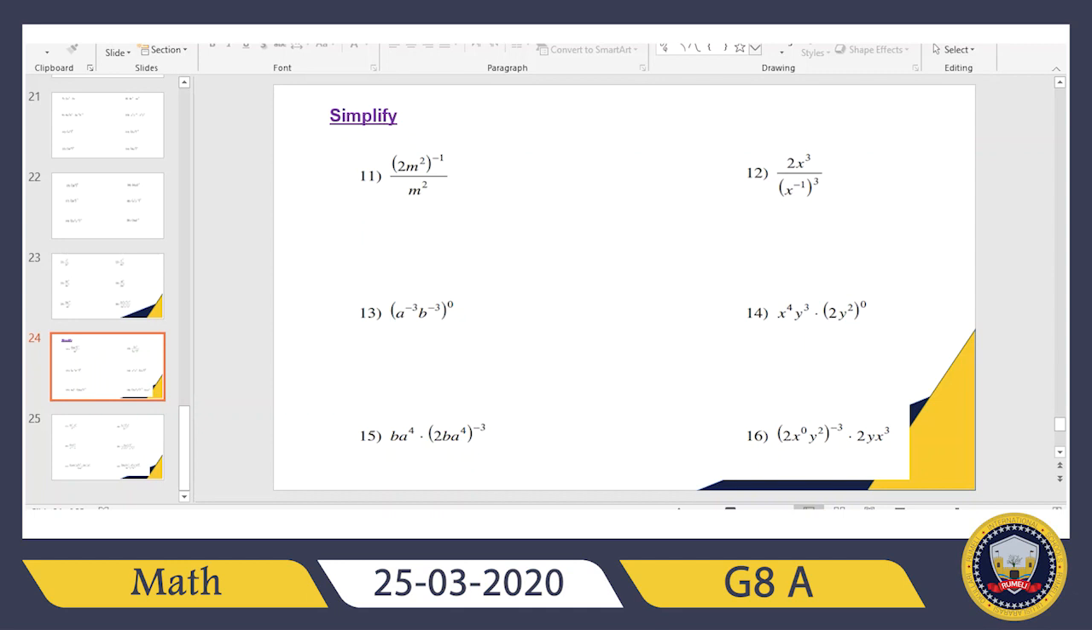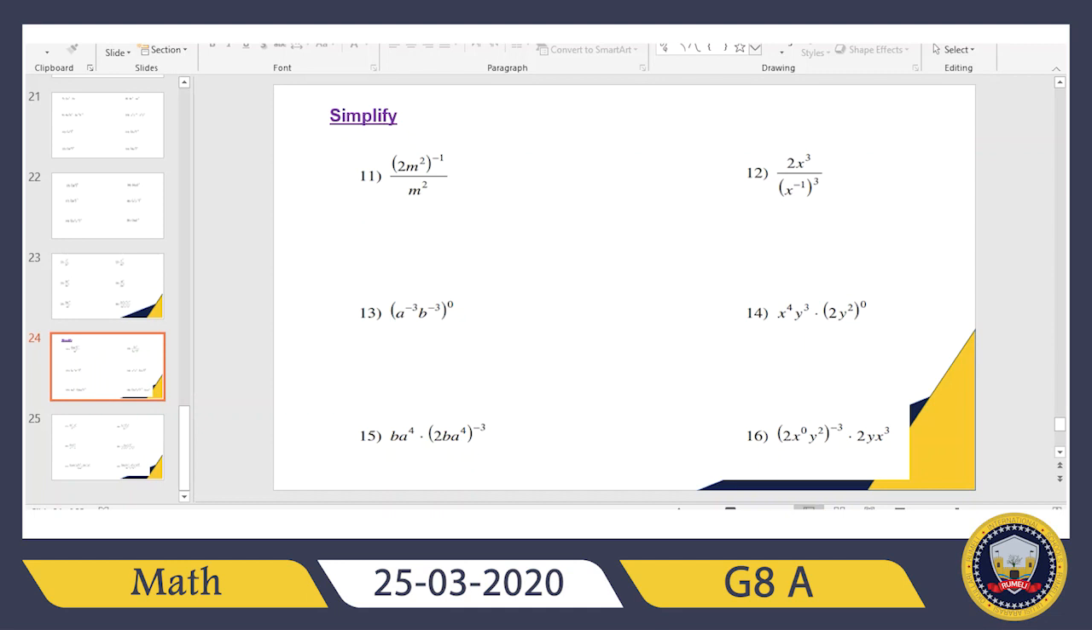The question says simplify 2m power 2 all to the power of negative 1 over m power of 2. So here I will distribute the negative 1 over the bracket in the numerator. Yani it means 2 power negative 1, because 2 power 1 times negative 1 is negative 1. 2 power negative 1, m power of 2 times negative 1 is negative 2. So 2 power negative 1 m power negative 2 over m power of 2.